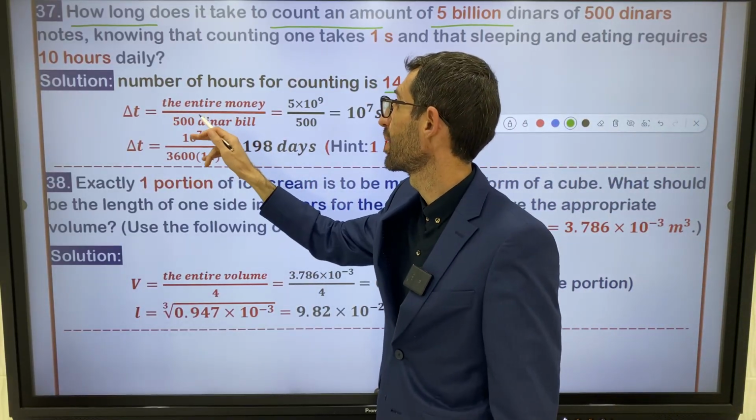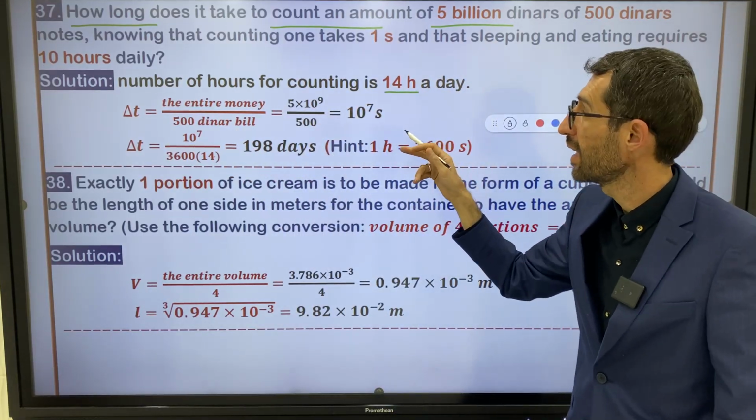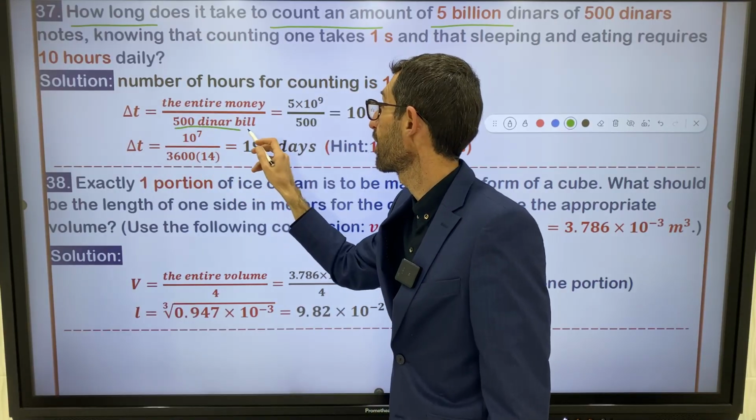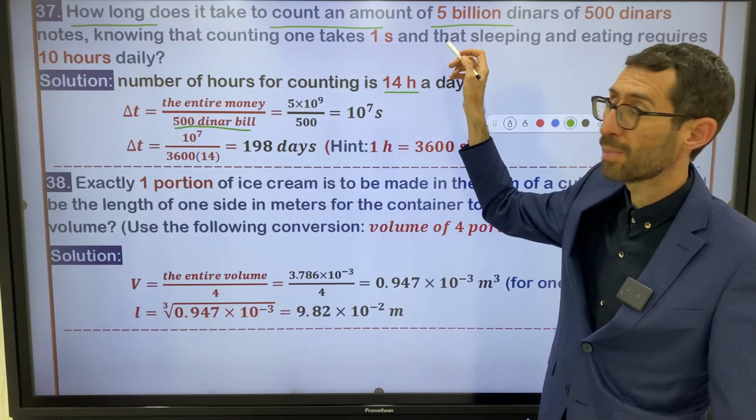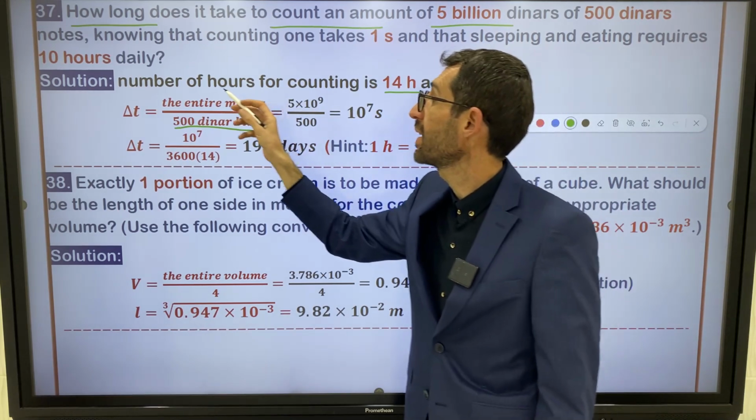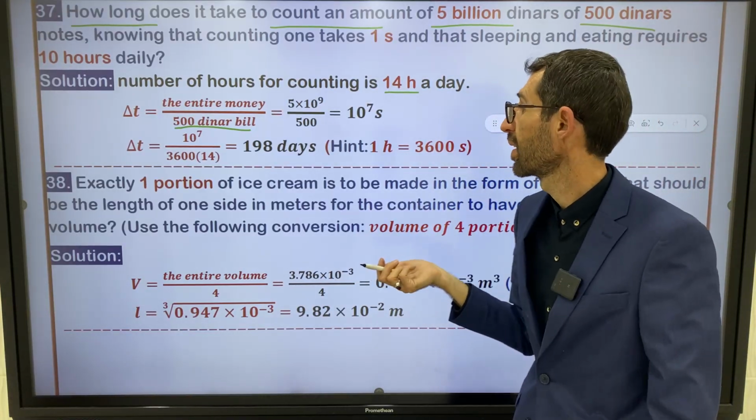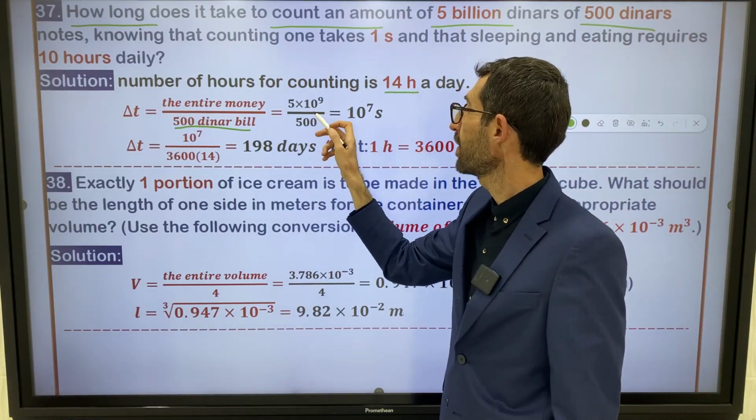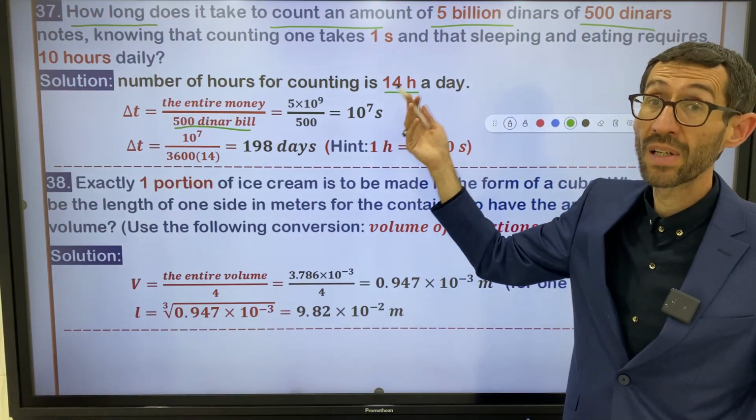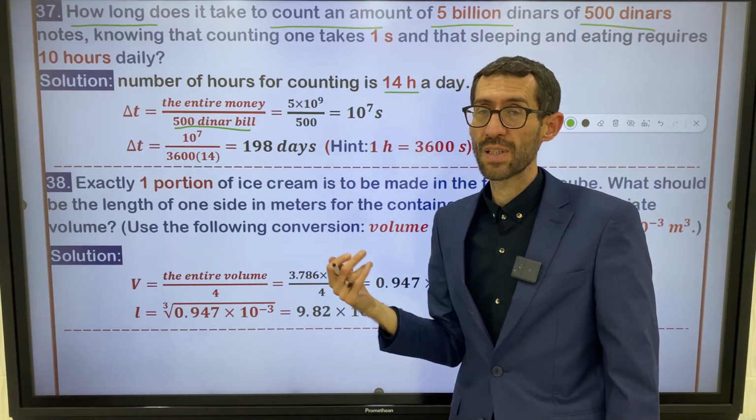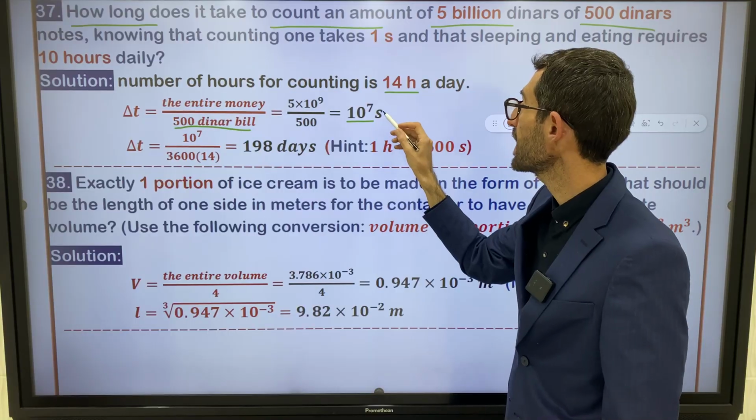So delta T is equal to the entire money, which is 5 billion dinars, divided by the 500 dinar bill. What do you get? You get 5 times 10 to the power 9 divided by 5, because billion means 10 to the power 9, 5 followed by 9 zeros. And the answer is 10 to the power 7 second.